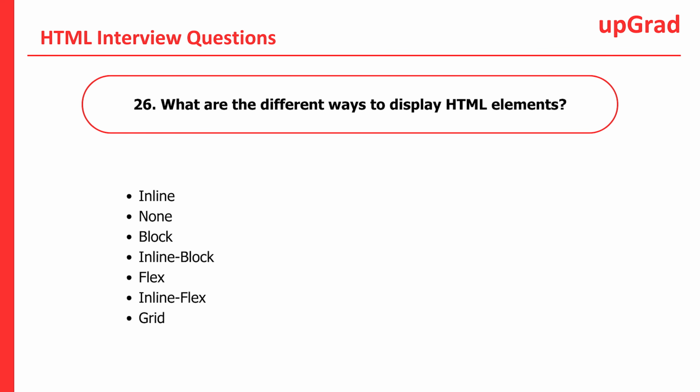Next, we have flex. The element and its container are displayed as a flexible structure. This adheres to flexbox properties. Then we have inline flex. Although the content aligns with flexbox specifications, the flex container is presented as an inline element. Then we have grid. It showcases HTML elements in a grid container.